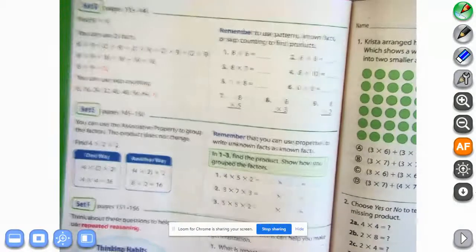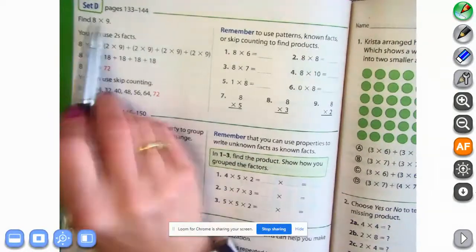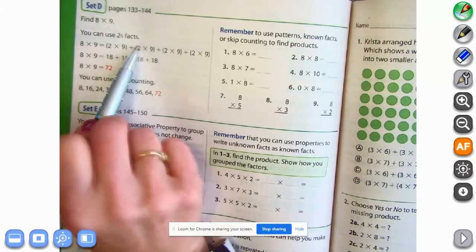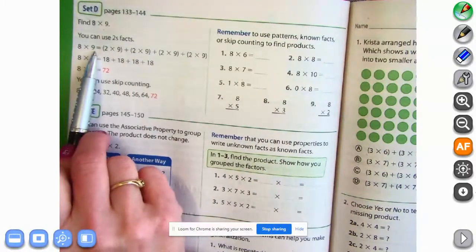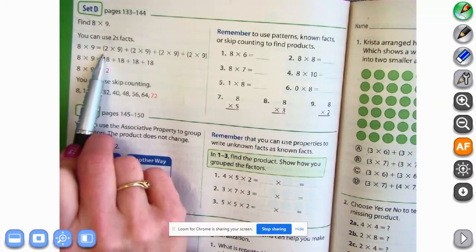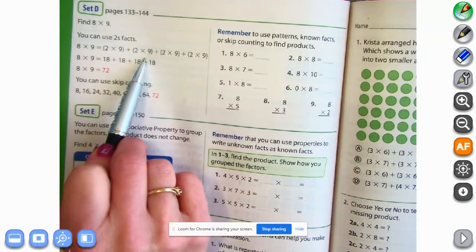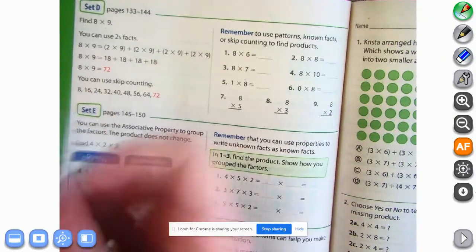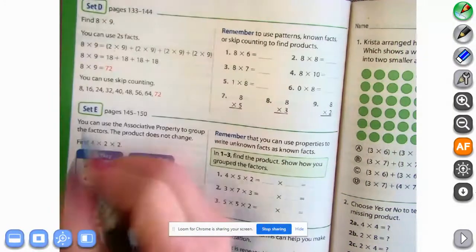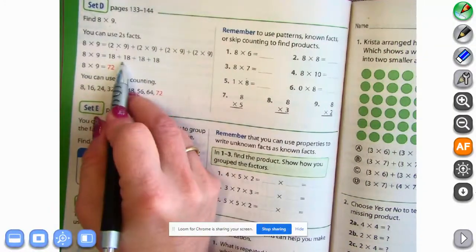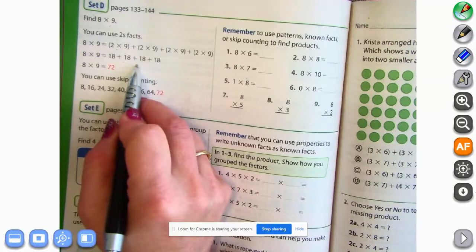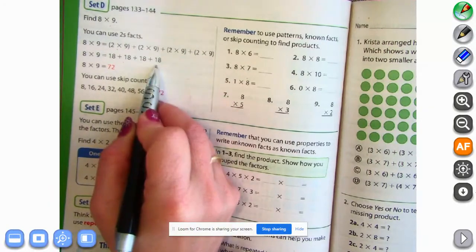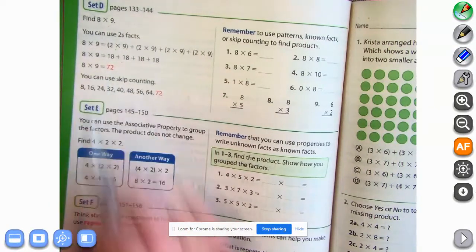All right, on D, it says, find 8 times 9. You can use 2's facts. 8 times 9 is equal to 2 times 9 plus 2 times 9 plus 2 times 9 plus 2 times 9. 2 times 9 is 18, 18, 18, and 18. So we can add the 18s together and we'll get 72.